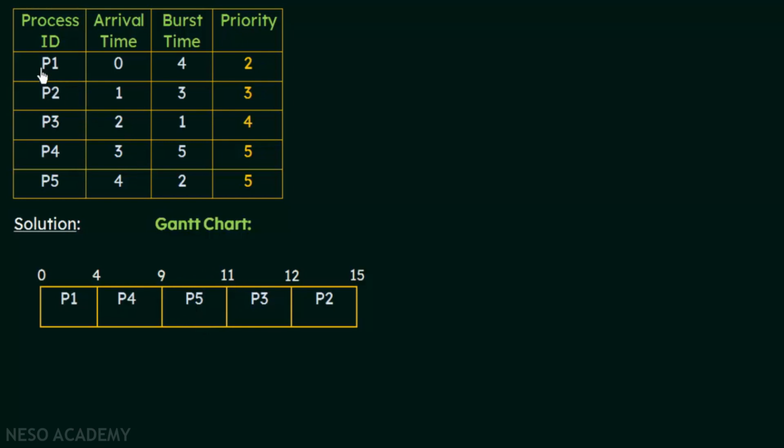Alright, so now we see that P1 completed, P4 completed, P5 also completed. So the remaining processes are P2 and P3. Now among P2 and P3, who has the highest priority? We see that P3 has a priority of 4, which is higher than the priority of P2, which is 3. So P3 will be the next one to get the CPU when P5 releases it. So P3 gets the CPU when P5 releases it. And how long will it execute? It will execute just for 1 millisecond, which is the burst time of P3. So from 11 to 12 milliseconds, P3 executes.